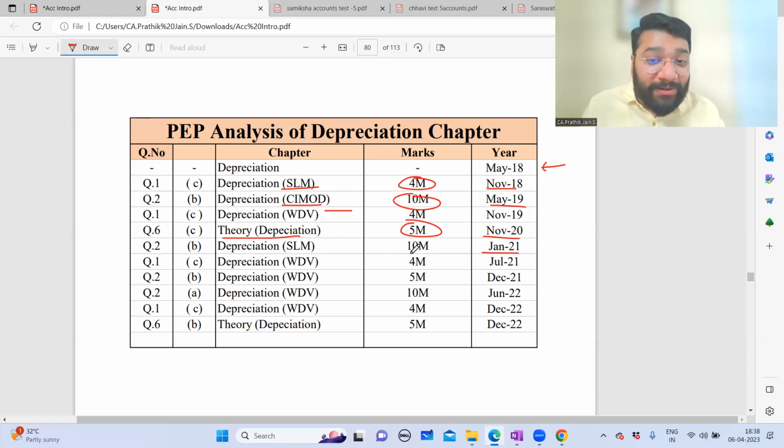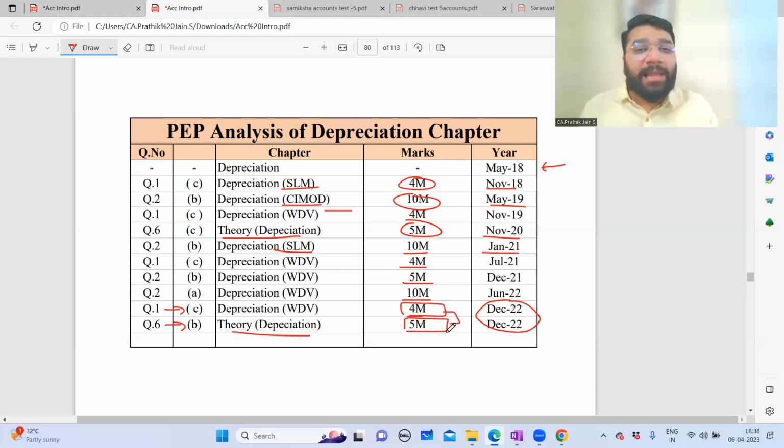So Jan 21, 10 marks. SLM method, then 4 mark, 5 mark, 10 mark, 4 mark. Now, in the December 22 attempt, 2 times they asked the question. In question number 1C, compulsory question, a 4 mark theory question, and a 4 mark depreciation practical question. And in question 6B, there was a theory question. So total 9 marks.